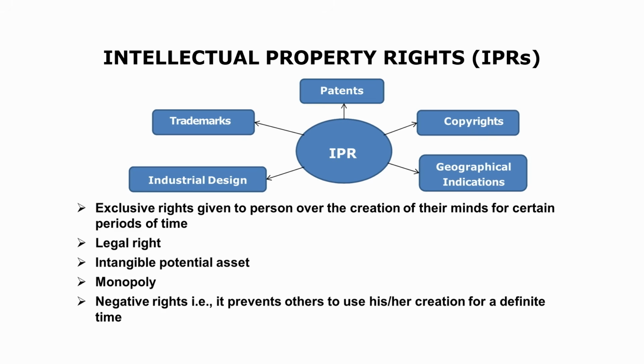So under the IPRs, like I've said, you have these different versions like trademarks, industrial design, patents, copyrights, geographical indicators. This gives you exclusive rights to a person over the creation of their minds for certain periods of time. So a certain period of time is the keyword. You only get protected for a certain period of time where you have this great idea or great product design or something like that, or process design. So you can have intellectual property for products, processes, designs, ideas, things like that.